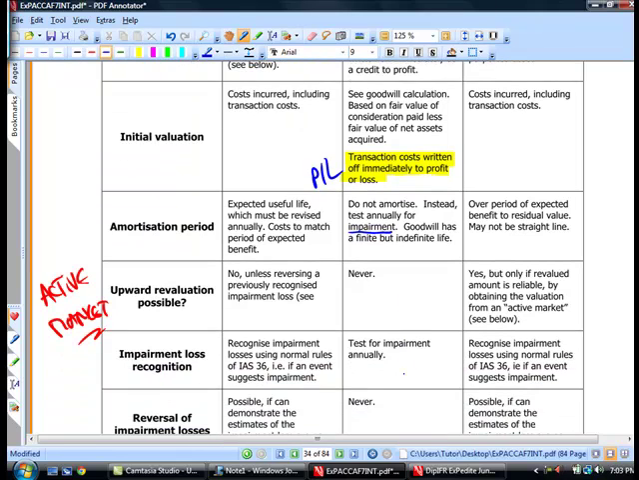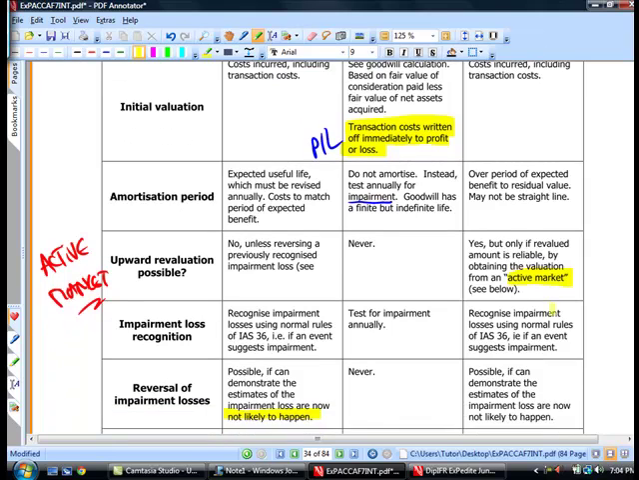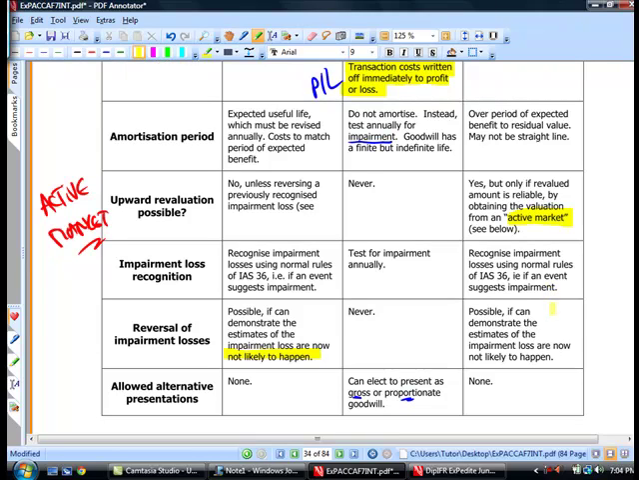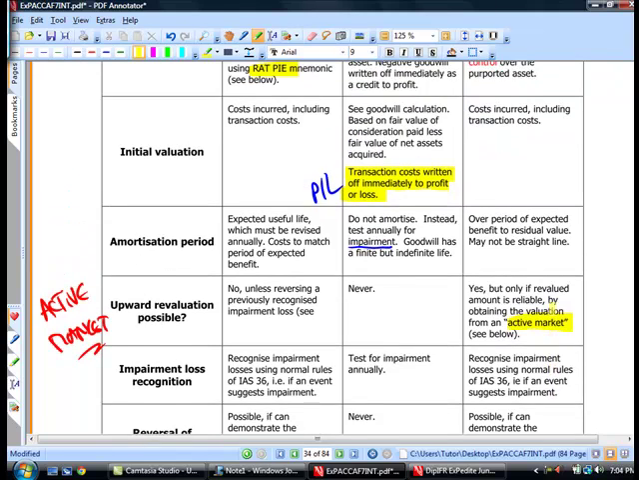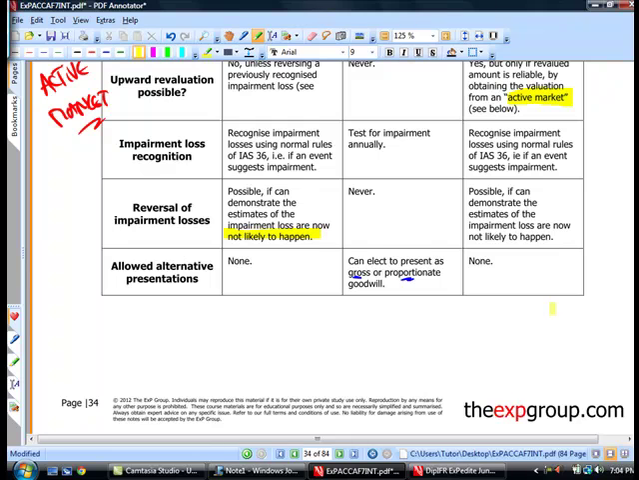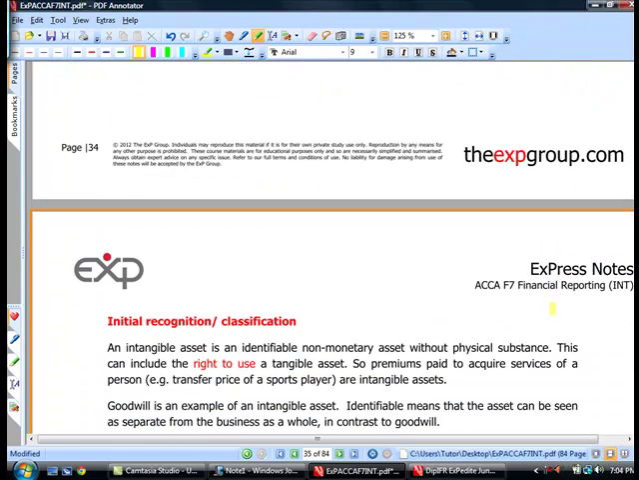Revaluation upwards might be possible, but again, reference to an active market, and the problem with the active market is that we don't have products which are homogeneous. Impairment loss is going to be recognized in P&L. And a reversal will be possible if we can demonstrate that the impairment indicators are not likely to happen again, and we don't have any other alternative method of actually valuing the intangible assets.